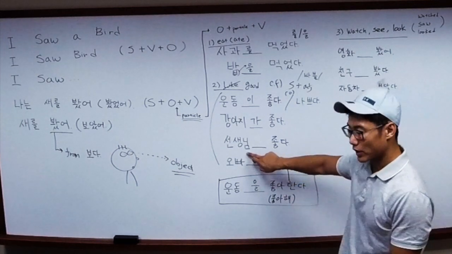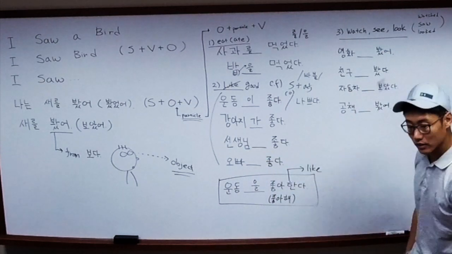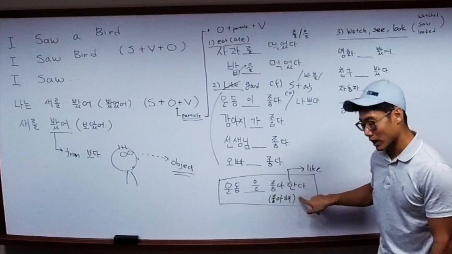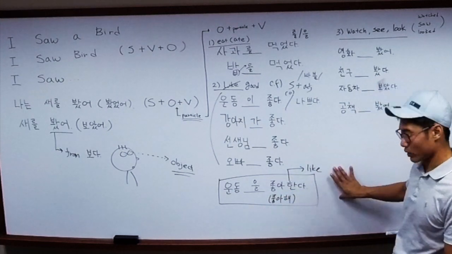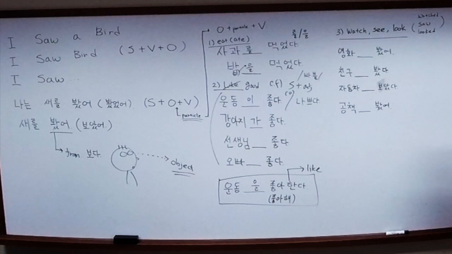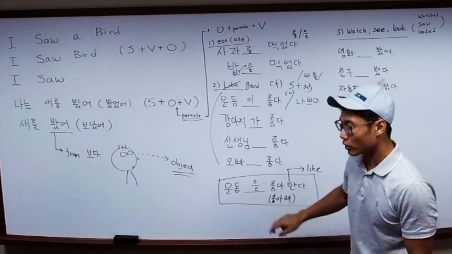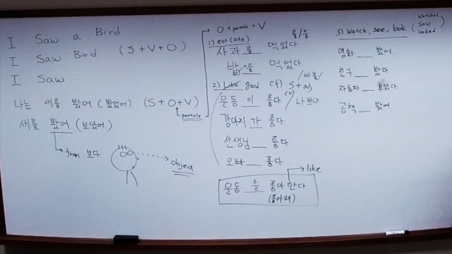What about 선생님? 선생님 is teacher, right? 선생님을, that's right. 선생님을 좋아한다. No, we are doing this form. Okay. What about 오빠 blank 좋아한다? 그렇지, 오빠는. Okay? Very good.